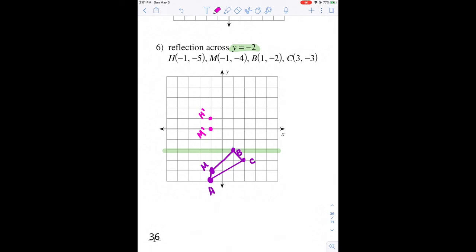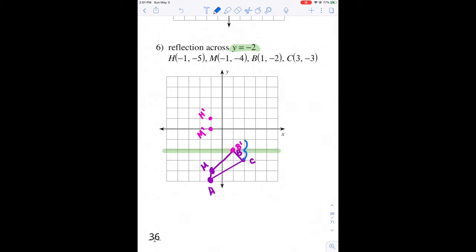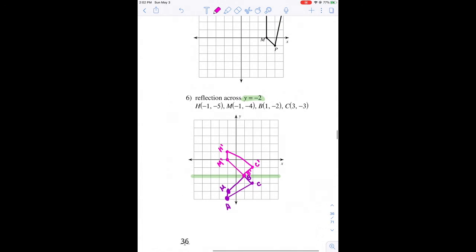Let's see. B is on the line itself. It's 0 away. So B prime is going to be at the exact same spot. C is 1 away, so it needs to be 1 away again. So that's C prime. I lost my line. Let's see. There we go. So my image would be this. It's really the exact same thing. It's just not an axis. It's on this green line instead. So that's how to reflect it across a different line.